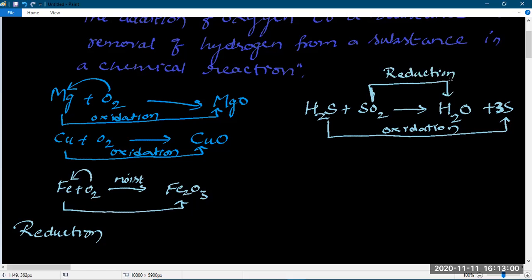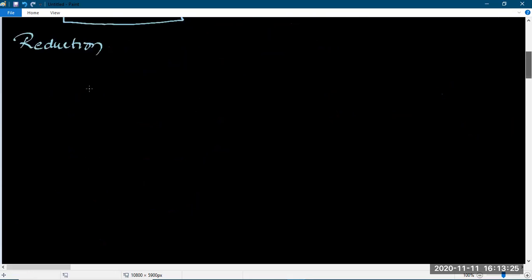Don't get confused. Removal of hydrogen from a substance is called oxidation. Addition of oxygen to a substance is called oxidation. But here addition of hydrogen is taking place: hydrogen and oxygen combine to give water. That is reduction and oxidation. I hope it's clear. Now let's go to the definition for reduction reactions.